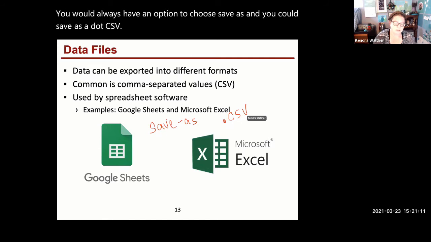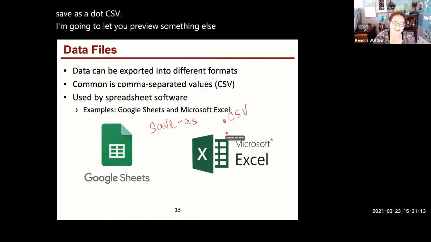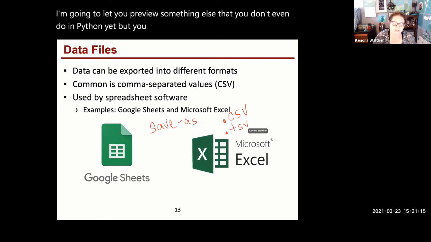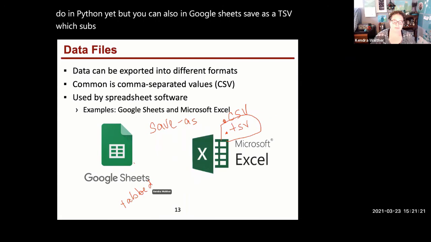I'm going to let you preview something else that you don't even do in Python yet, but you can also in Google Sheets save as a TSV, which stands for tab separated values files.